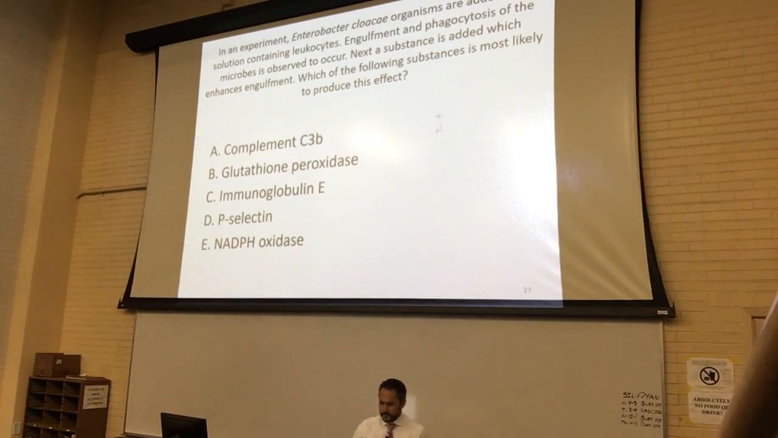Here's another one. In an experiment, a bacterial organism is added to a solution containing leukocytes. Engulfment and phagocytosis of the microbes is observed to occur. Next, a substance is added which enhances engulfment. Which of the following substances is most likely to produce this effect? Complement C3b, glutathione peroxidase, immunoglobulin E, P-selectin, or NADPH oxidase.